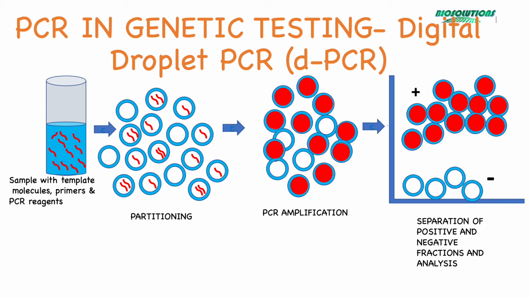Those droplets which did not receive any template molecule do not have any fluorescence and are scored as negative. The data is then analyzed by Poisson statistical analysis for quantification. This digital droplet technique can also be used for detecting any copy number variations and single nucleotide mutations in the fetus.